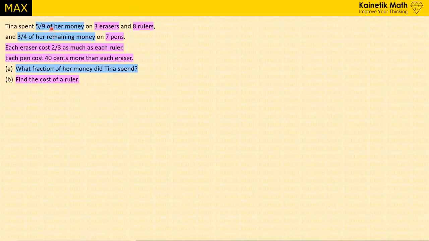So for the one in blue, 5/9 of her money, 3/4 of her remaining money, and what fraction of money did she spend? All these are about the portions of the money again. Not so much about the individual items or the price of each item. So perhaps we should deal with them separately from the next group of information.